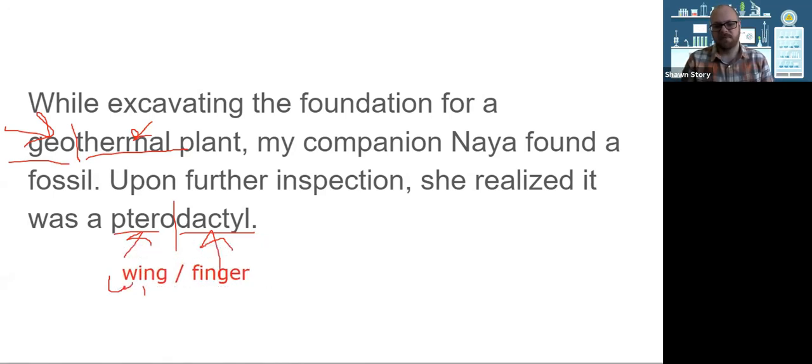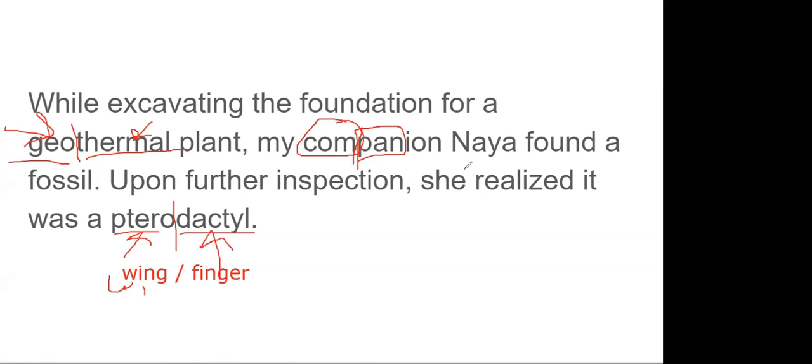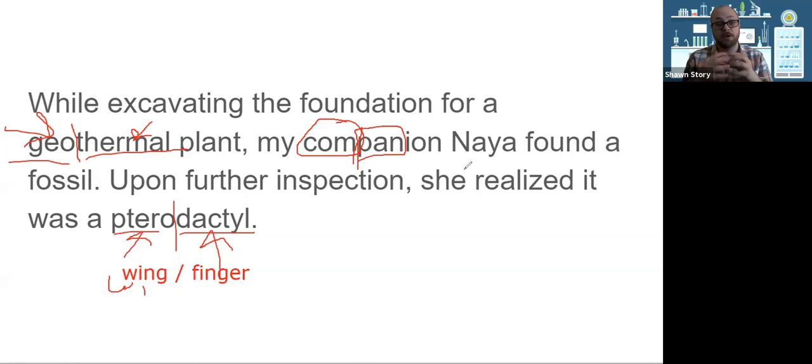Other root words. Sometimes there are simple words that we don't even think about. For example, companion. Com means with, and pan is actually bread. So a companion is a person you would break bread with. They're your friend. They're a person that you would sit down and break bread with and share a meal. Companion.